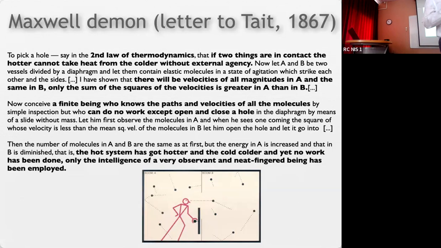So Maxwell immediately saw this and thought, if there is somebody that can manipulate a small hole, a small door, separating the two gases. This is the demon. When the demon sees a fast particle in the cold gas or a slow particle in the hot gas trying to cross, he opens the door and allows these particles to cross. So in this way, the demon will be transferring energy from cold to hot, like an air conditioner, like a heat pump.